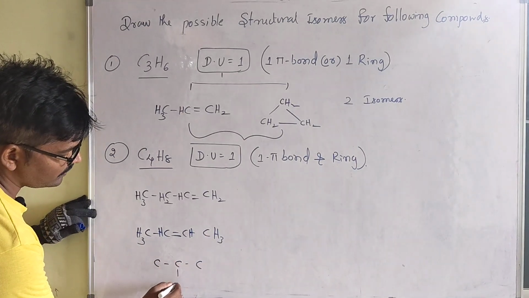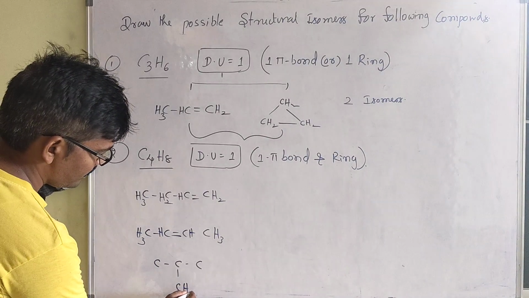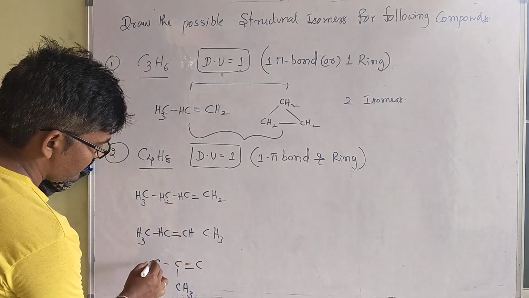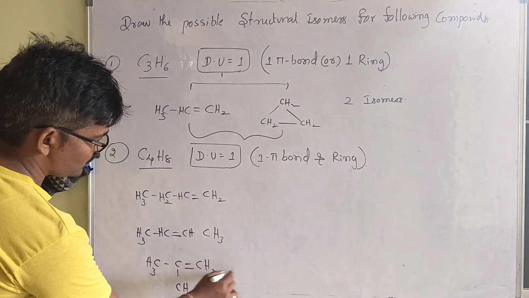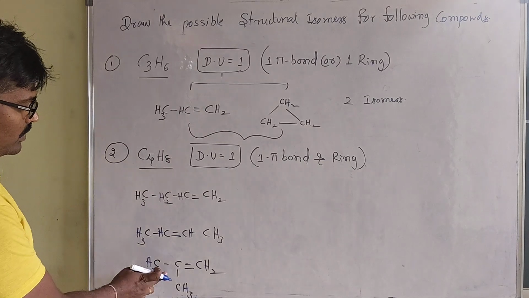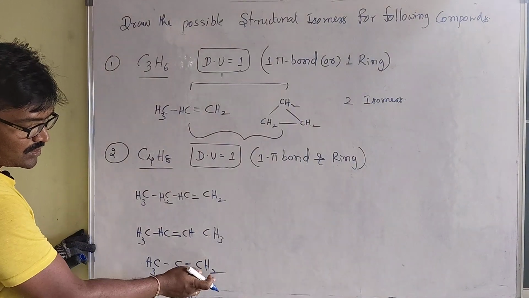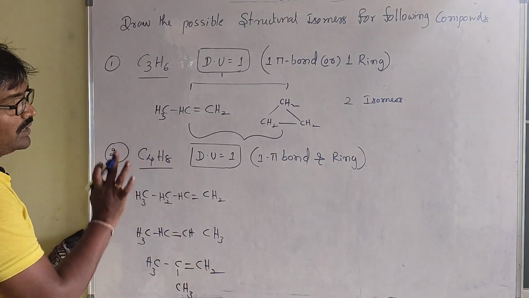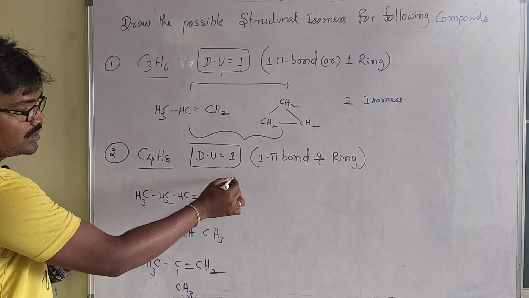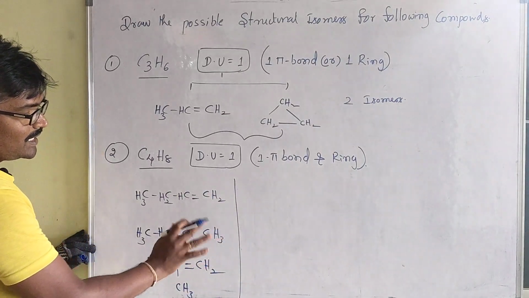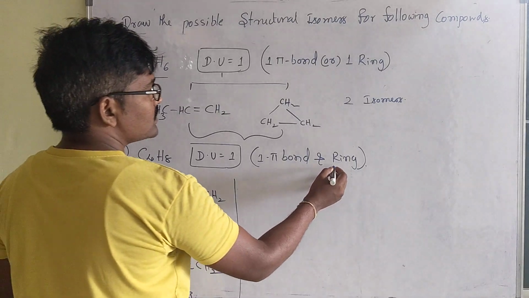1, 2, 3, then 3 carbon atoms are there like this. Then here CH3, then double bond, then CH3, then H2. 1, 2, 3, 4. Yes sir, 6 hydrogen atoms, then 7, 8, then 8 hydrogen atoms. So 3 chain isomers are possible. Even rings also possible, I told you, no, rings also possible.